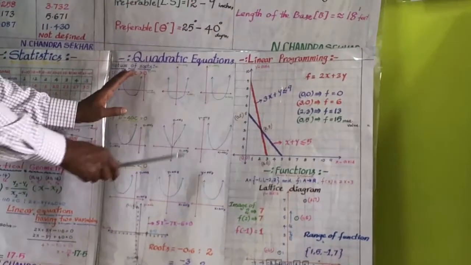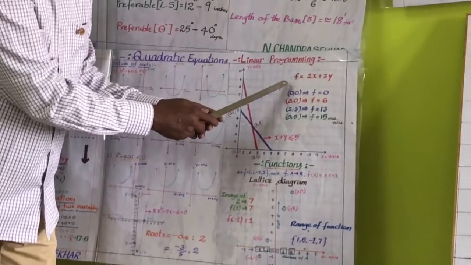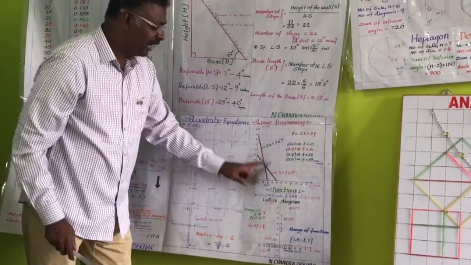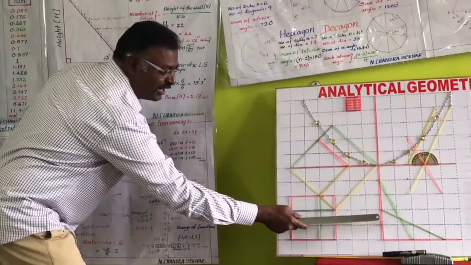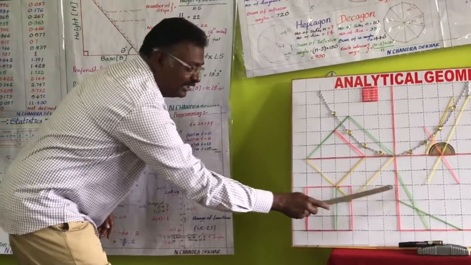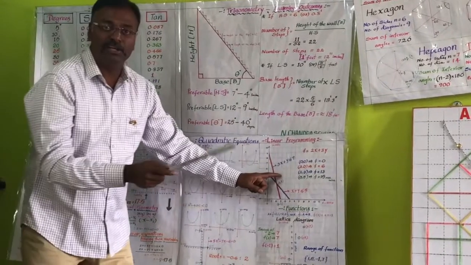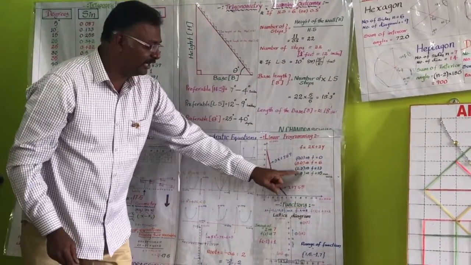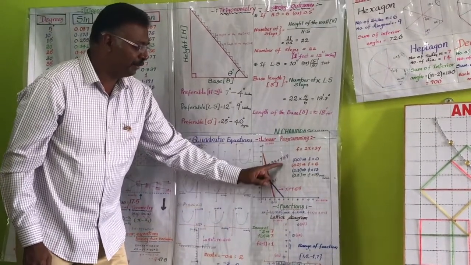We will teach quadratic equations using this board, and then go to linear programming. Here the objective function is f is equal to 2x plus 3y. I will arrange this on the board like this. These are the points where the two equations intersect. That is the point. Here we find the maximum value or minimum value through linear programming.